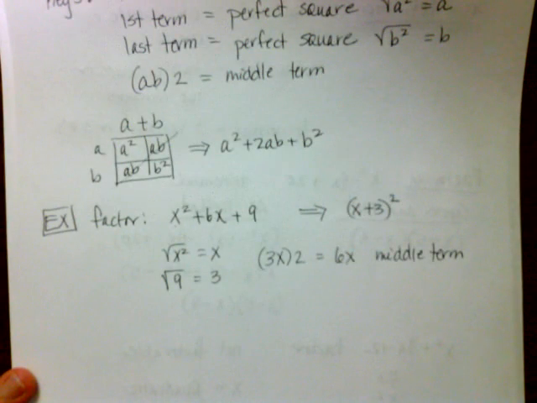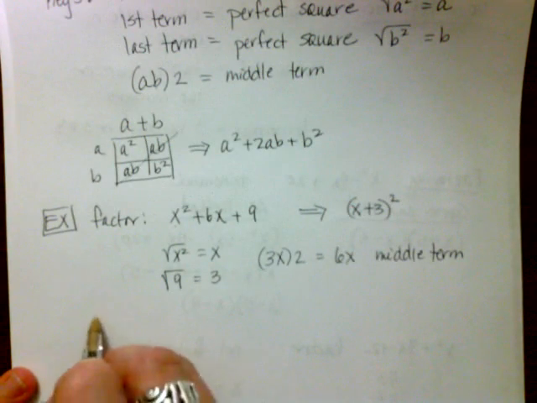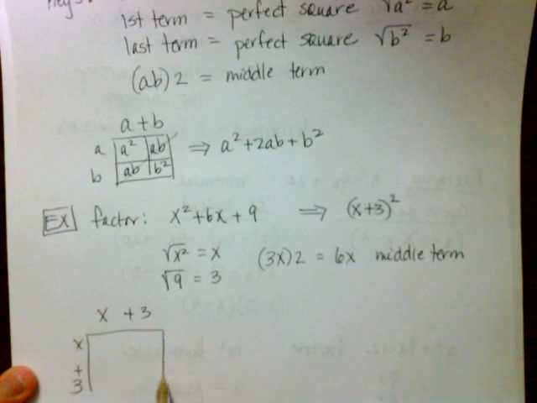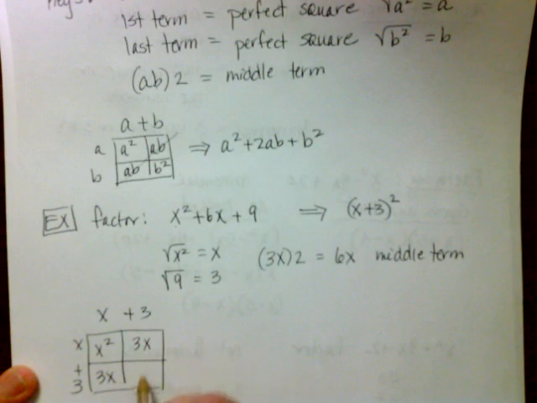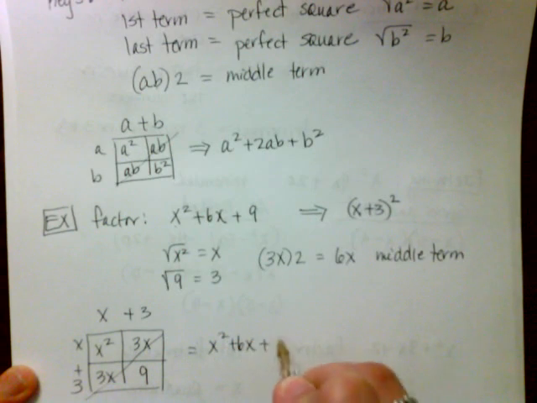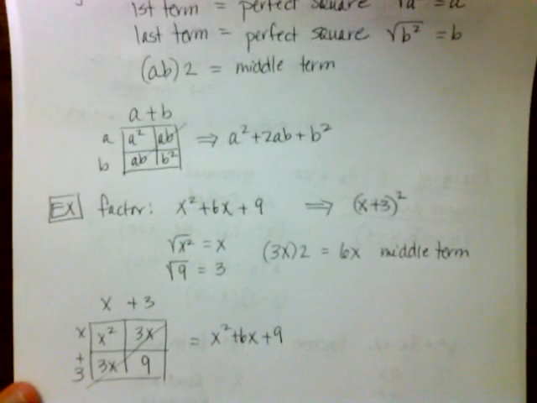Okay? So let me just illustrate that it works, just to make you a believer. I'm going to expand the binomial that we wrote as the factor. Here's my box. Here's the x squared, 3x, 3x, 9. Combine like terms along the diagonal, and I get x squared plus 6x plus 9. So it did, in fact, work.